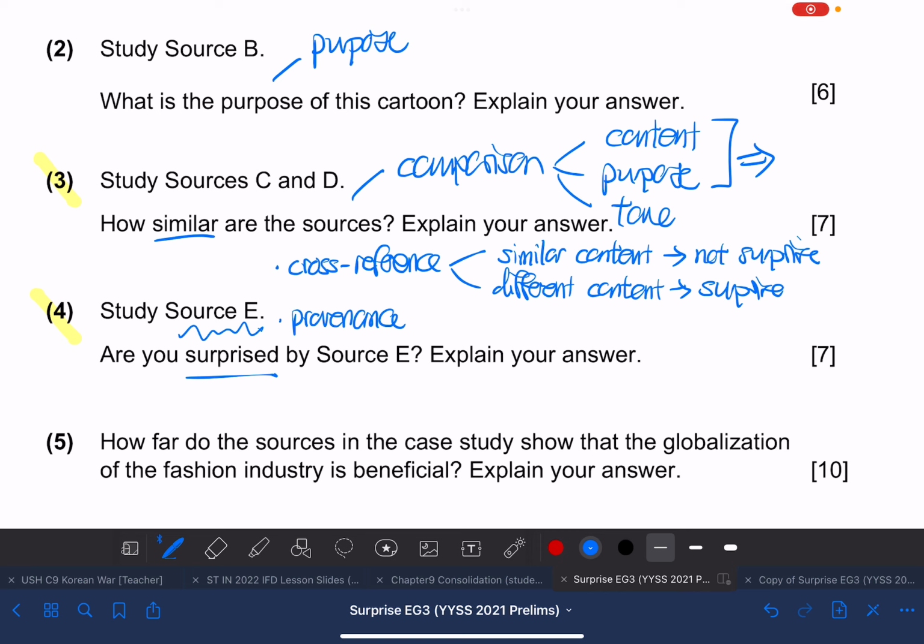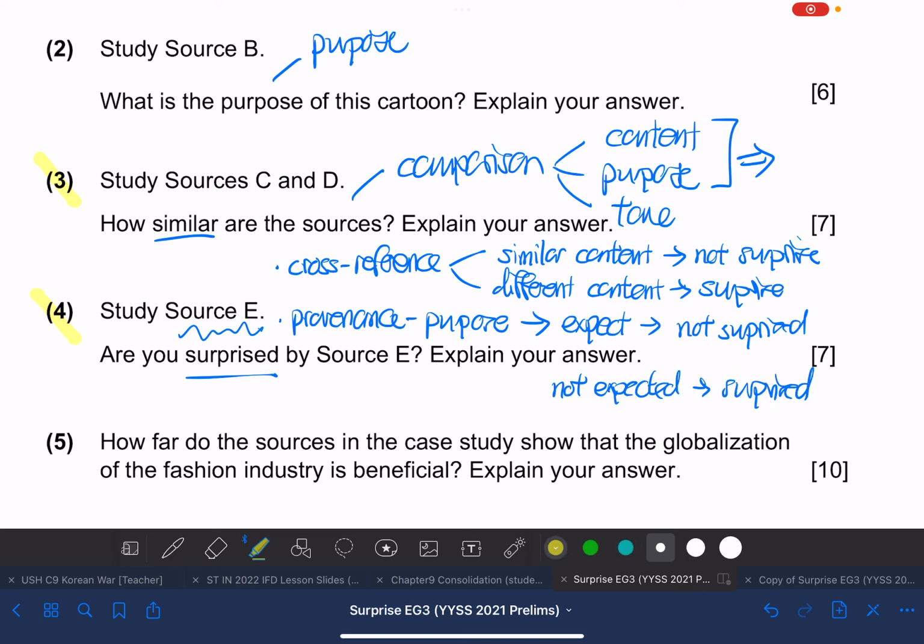the origin or the details about the source, and try to infer its purpose. So if the provenance, or the person who's creating the source, says something that's expected of the person's position, maybe he's the boss of a company or maybe he's an employee, then you won't be surprised. If it's expected, you're not surprised. If it's not expected, you'll be surprised. So in other words, there are two main ways to answer a surprise question. Just to recap, first is the cross-reference, and second is the provenance or purpose.